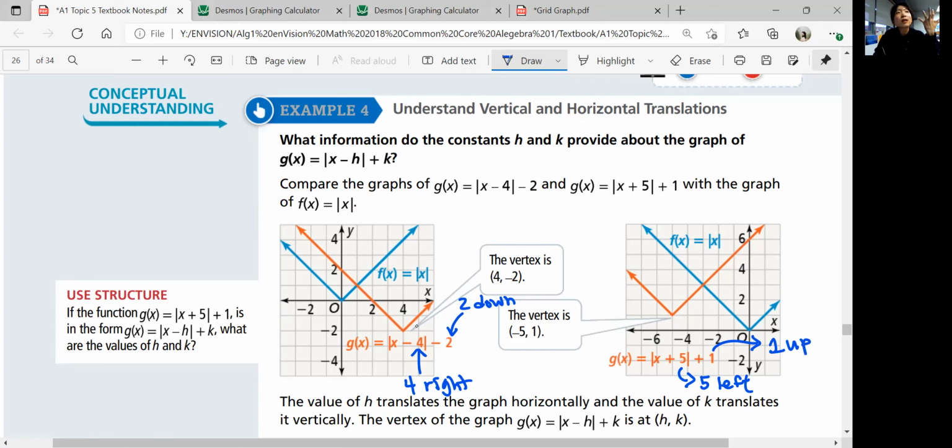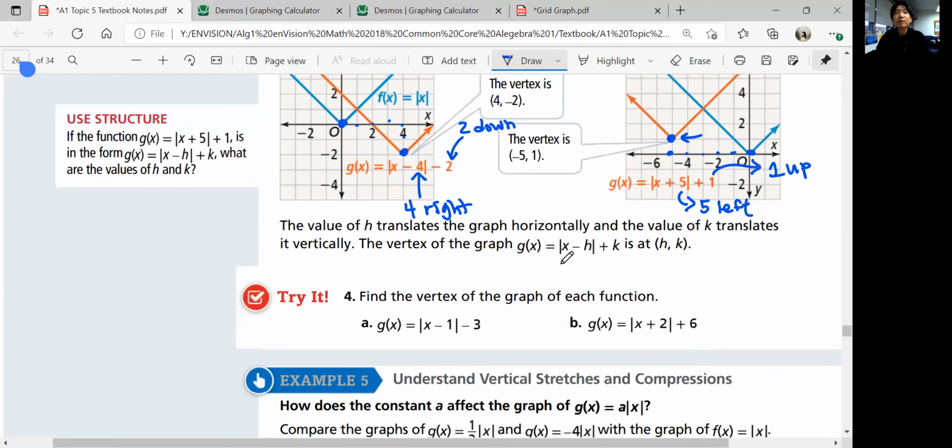So if you do that together, from vertex 0, 0, you go 4 to the right, 1, 2, 3, 4, and 2 down, and you meet this vertex. Isn't that great? From here, you go 5 units to the left, 1, 2, 3, 4, 5, and 1 unit up. And there's your vertex. You see that? So you can combine horizontal and vertical translation and see both of them in the graph.